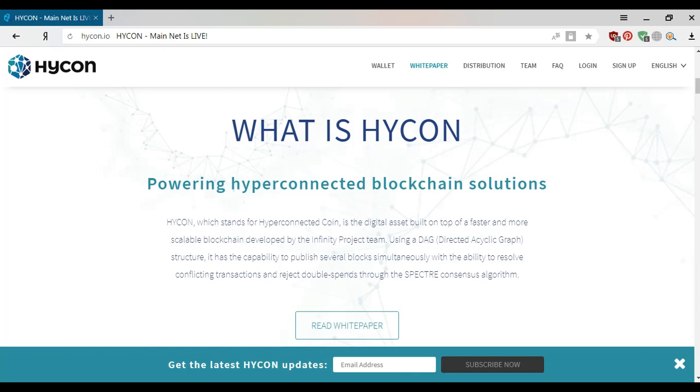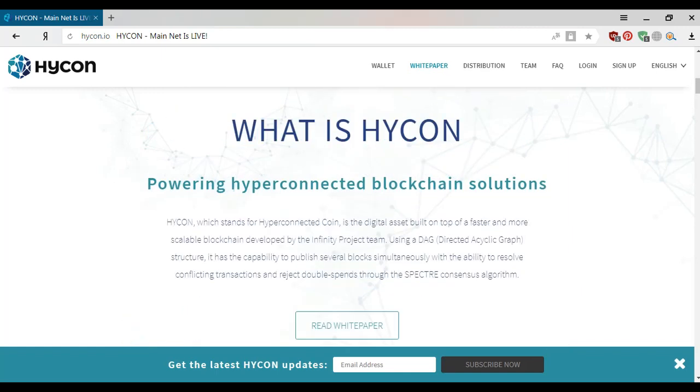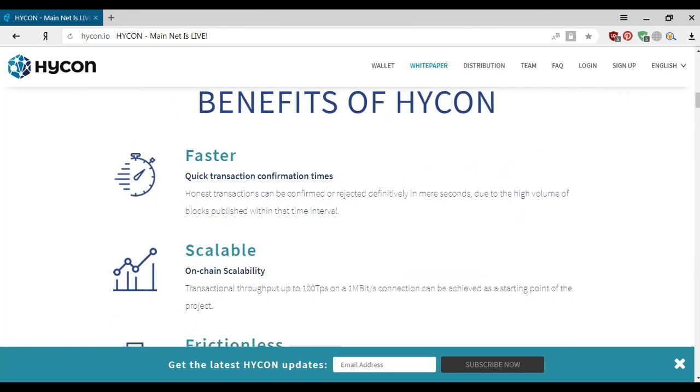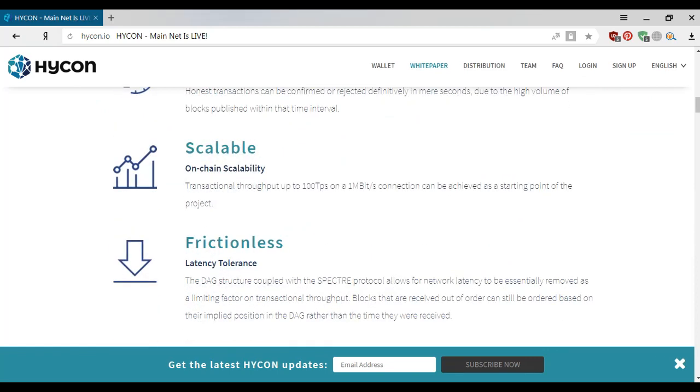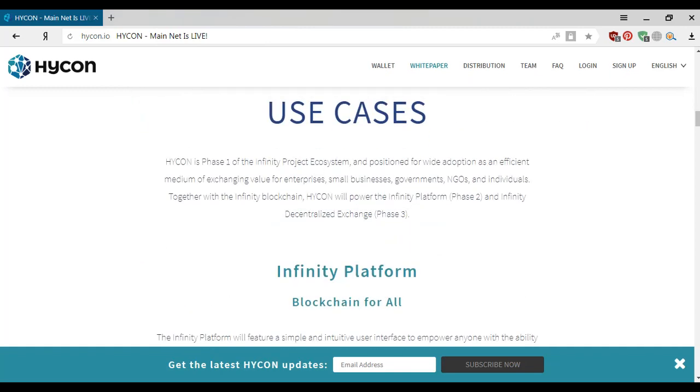So as you see, powering hyper-connected blockchain solutions. If you want to know more details about it, you should check out the white paper. So these are the benefits of Hycon: faster, scalable, frictionless. This is the use cases.